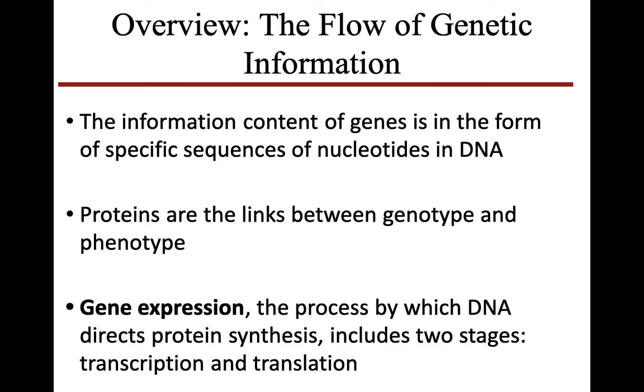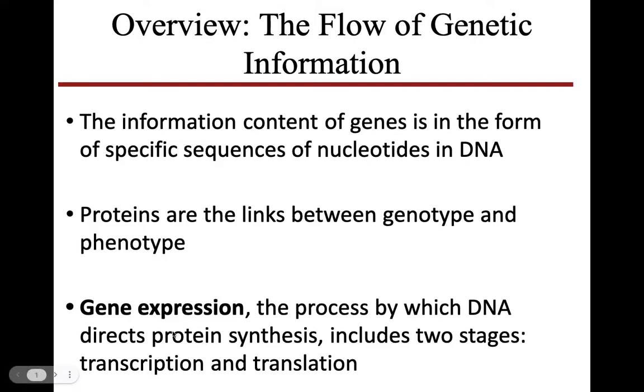In terms of the overview of the flow of genetic information, we know that genes are coded by specific sequences of nucleotides in DNA. We have 4 specific nucleotides, A, G, T, and C. And we know that proteins are the physical expression of traits that allow humans to have unique characteristics within cells and tissues and organisms. A good example would be the protein in cystic fibrosis that doesn't allow chloride ions to leave, which has huge implications on the phenotypic expression of a physical human body.